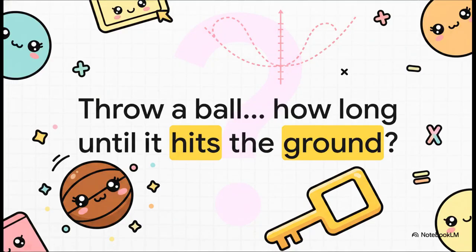So let's start with something simple. Imagine you're just tossing a ball up in the air. It goes up, it hangs there for a split second, and then it arcs back down. We've all seen it a million times. But what if I asked you to calculate exactly how long it takes to hit the ground? Simple addition and subtraction won't work here because the ball isn't moving in a straight line. It's following a curve. And to understand that curve, we're going to need a very special key.